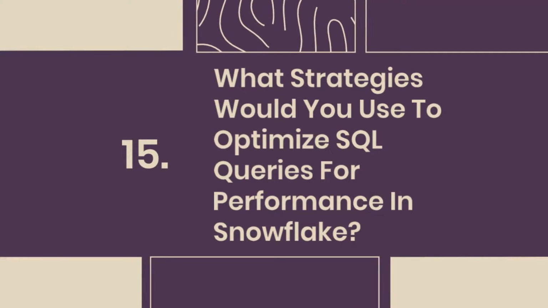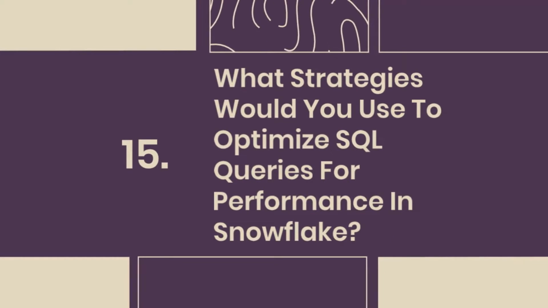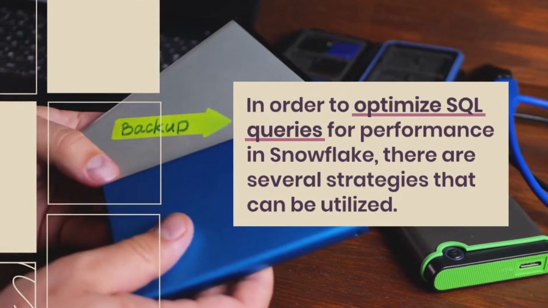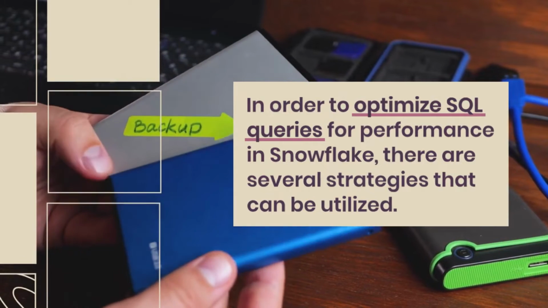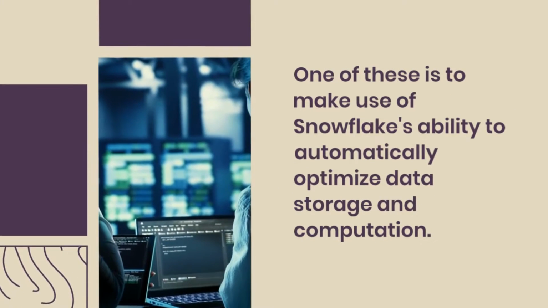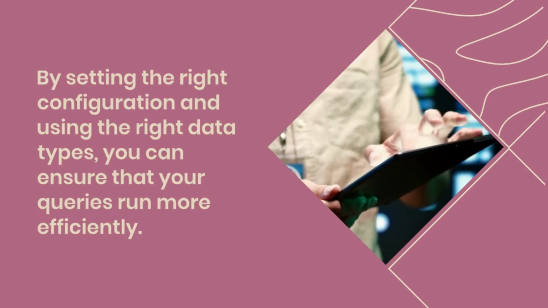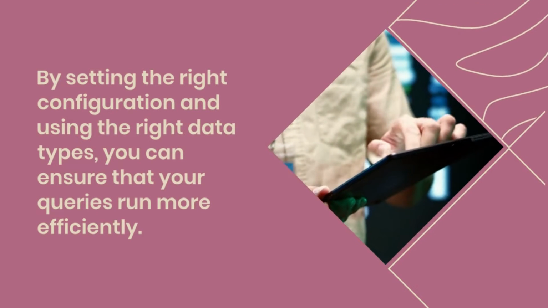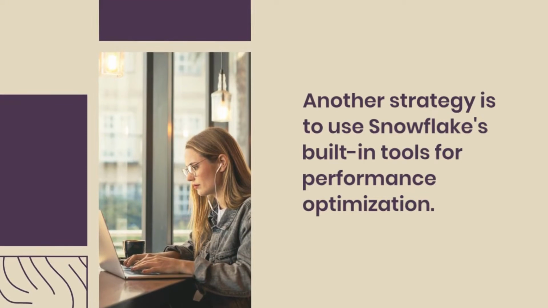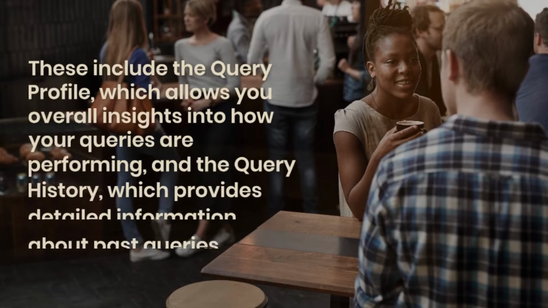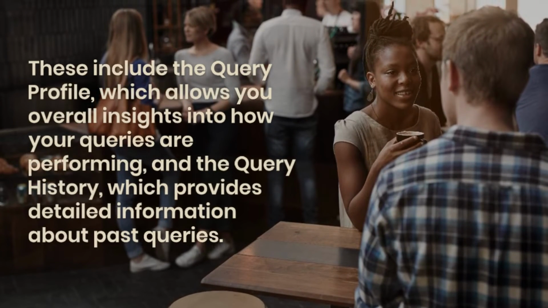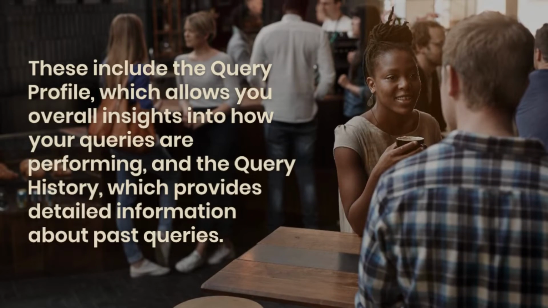15. What strategies would you use to optimize SQL queries for performance in Snowflake? In order to optimize SQL queries for performance in Snowflake, there are several strategies that can be utilized. One of these is to make use of Snowflake's ability to automatically optimize data storage and computation. By setting the right configuration and using the right data types, you can ensure that your queries run more efficiently. Another strategy is to use Snowflake's built-in tools for performance optimization. These include the query profile, which gives you overall insights into how your queries are performing, and the query history, which provides detailed information about past queries.